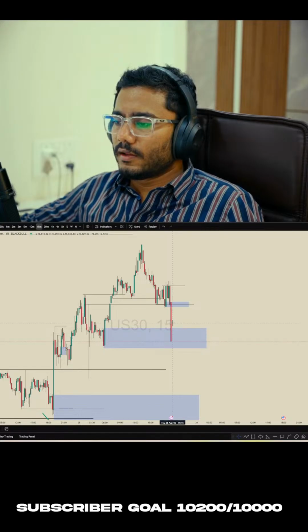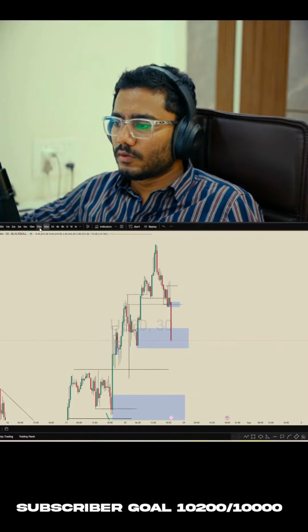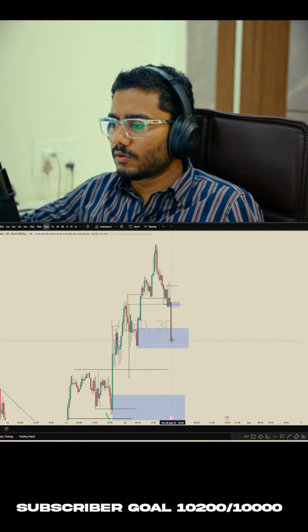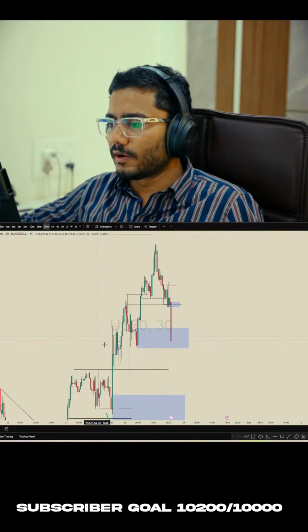Don't look for direct entry. Wait for price to cool down, then we'll look for new structure to create, and then only we look for entries.